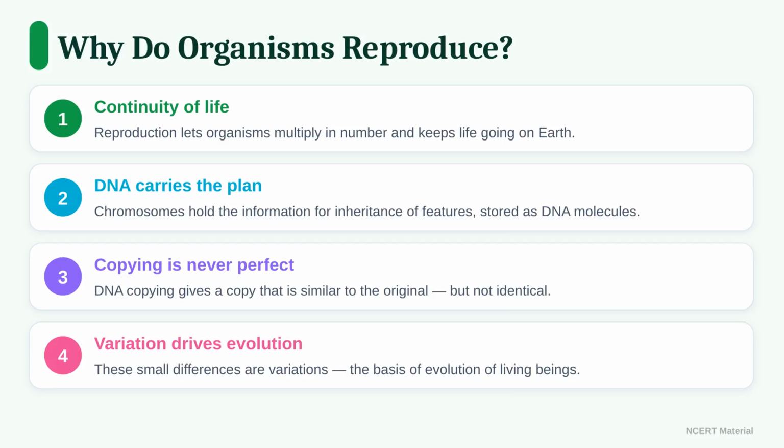First, reproduction lets organisms multiply in number, and that keeps life continuing on Earth. Second, chromosomes inside the cell carry the information for inheritance, stored in the form of DNA molecules. Third, when this DNA is copied, the copy is similar to the original, but never perfectly identical. And fourth, that small difference is called variation, and variation is the basis for evolution of living beings.